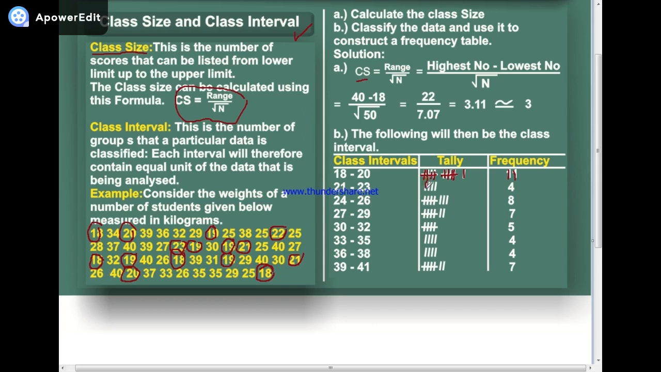So that means you draw 4 strokes, and interpret it as 4. So that is how we arrive at 4 here. And the numbers that fall within the range of 24 to 26. 24 to 26. So where are the numbers? 24 to 26.